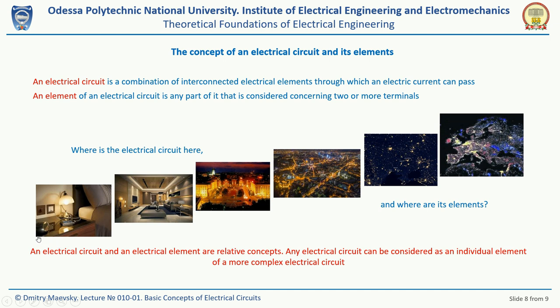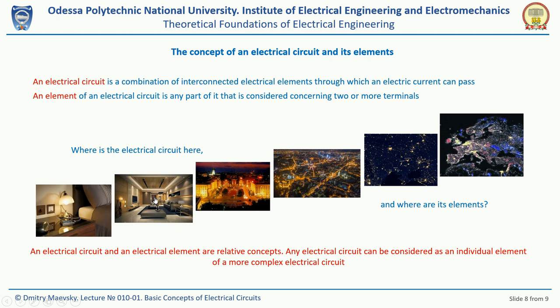Let's start by examining the bottom left photo, where an electric light bulb is shown connected to an outlet. Together, the light bulb and the outlet form an electric circuit, while individually the light bulb and the outlet are its elements. It's clear. And now, let's gradually move away from the observation point, encompassing a broader view each time. In the second photo from the left, we see a room in an apartment with several light bulbs and outlets.